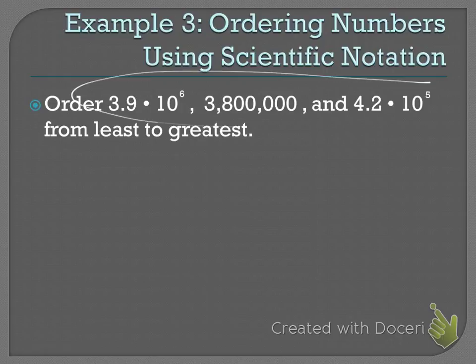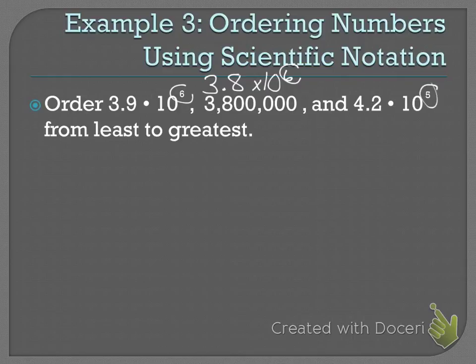You're going to have numbers that are in scientific notation and numbers that are in standard form. You need to change all the numbers to scientific notation first. So 3,800,000, we're just going to write directly above it 3.8 times 10 to the 6th power. And now I can compare them. I have a 6, and a 5. So which one's the smallest?